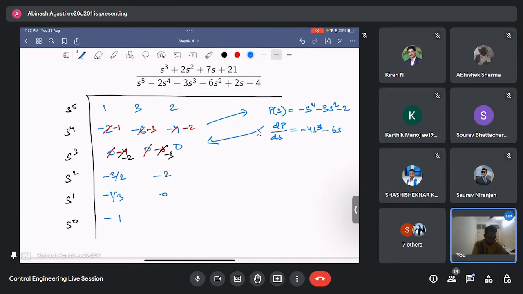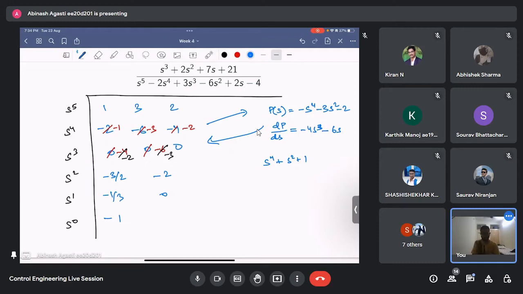Okay, so now since we got a row of zeros, we know that it signifies the existence of an even polynomial as a factor. Basically, when you have a term like s^4 + s^2 + 1, right, only then will you get, when you write this in the Routh array, 1 0 1 0 1 0, right? So when you have an even polynomial or an odd polynomial, that is, a polynomial with powers of either only even or only odd numbers, then only will you get a row of zeros.